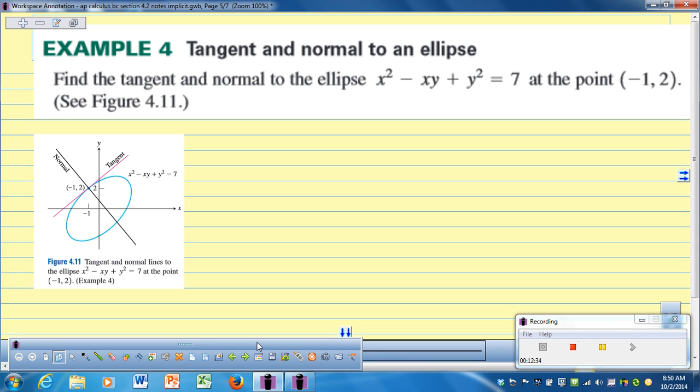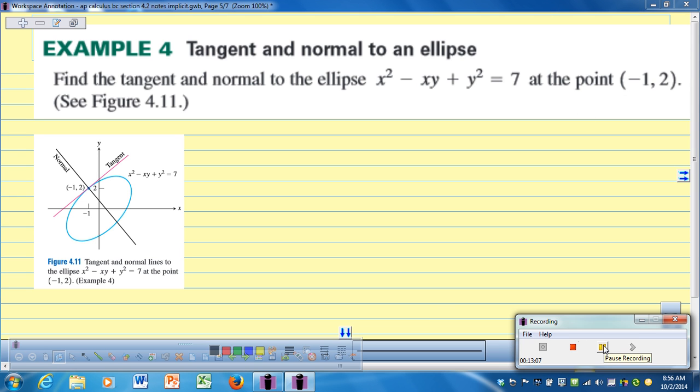So we have this one. A classic example of implicit equations would be conic sections, right? Circles, ellipses, hyperbolas. They're all in the form of (x minus h) squared over a squared plus (y minus k) squared over b squared equals 1. So they're always mixed like that. Well, here is an equation of an ellipse, and I want you to come up with the tangent line and the normal line at the point (negative 1, 2). Give it a try.